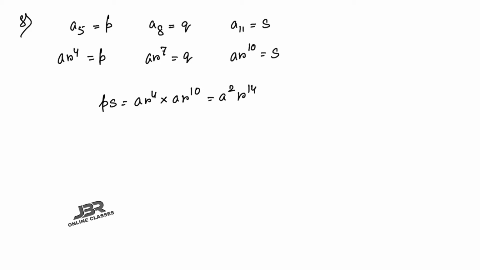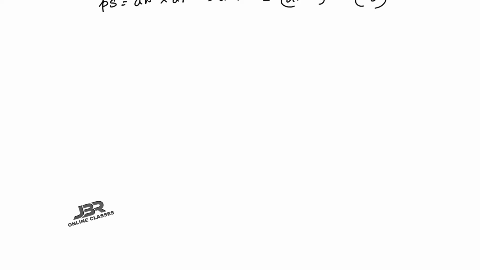Okay, A square r to the power 14, and you can write down this one as A r to the power 7 whole square. So that one equal to here a8 whole square. That means the middle one. So middle, that means q square. So here q square equal to ps. It's proved. Next, number 9.